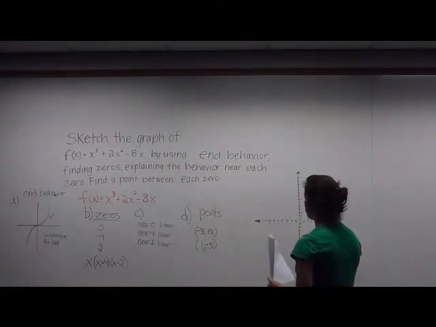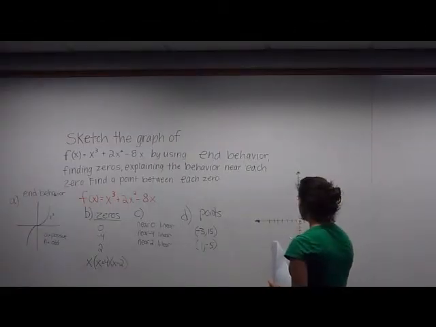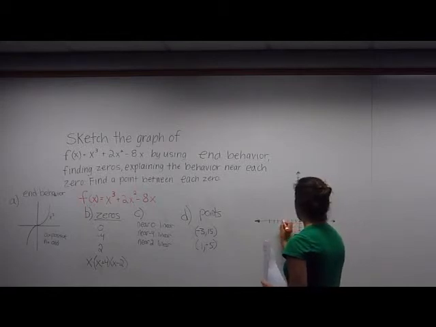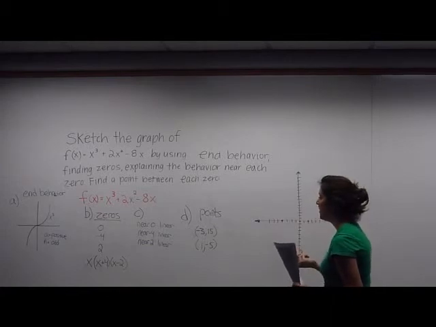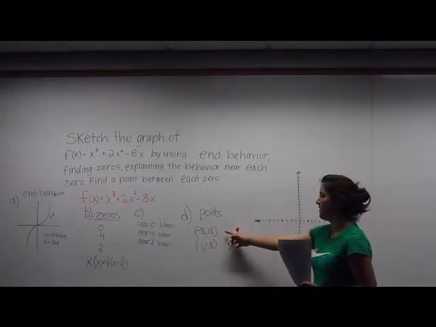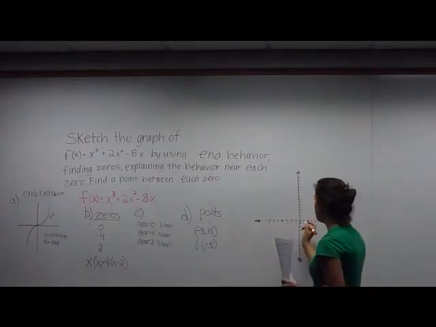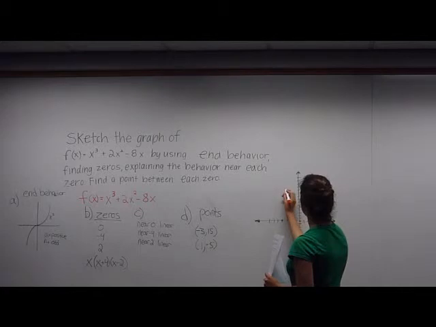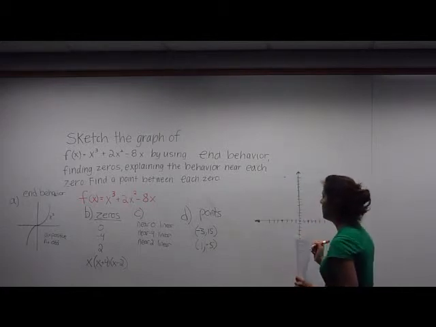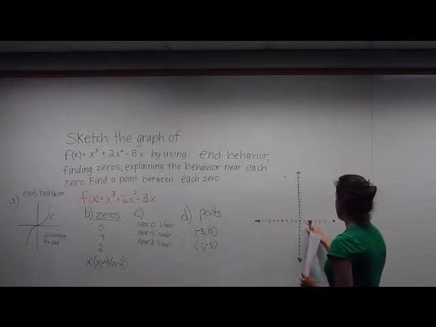First I'll graph the zeros at 0, negative 4, and 2. Next I will graph the known points, negative 3, 15, and 1, negative 5.